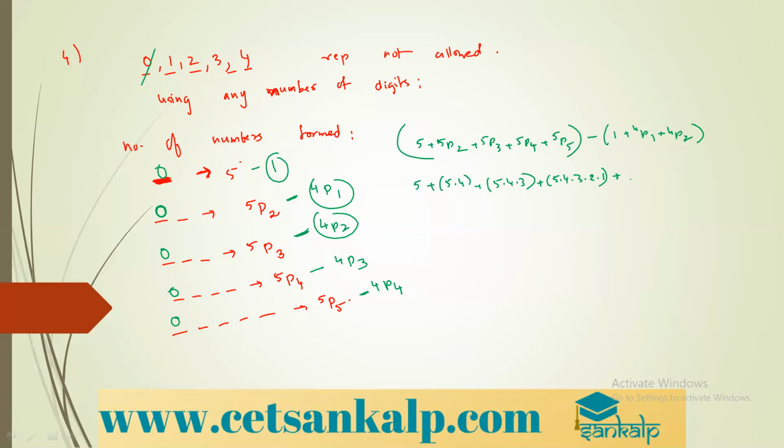What is 5P5? 5 factorial. Then minus 1 minus 4P1. What is 4P1? 4. Again this also minus, because minus goes to every number inside the brackets. Minus 4P2, 4 times 3.